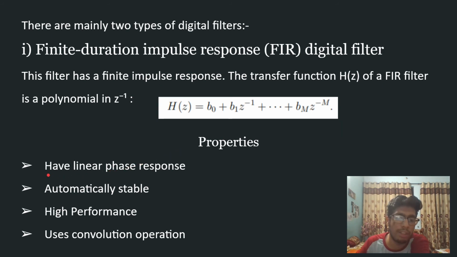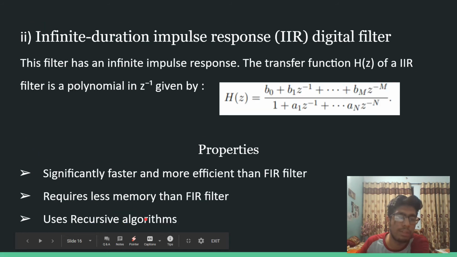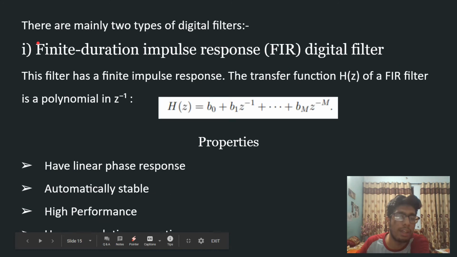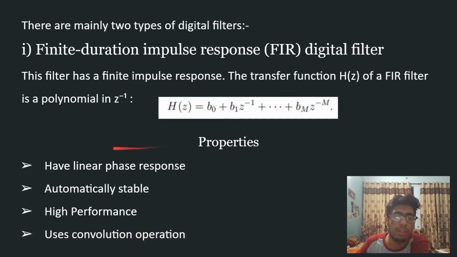So the basic properties of the FIR digital filter: these have linear phase response, are automatically stable, have high performance, and use the convolution operation to solve the equations or the transfer function.